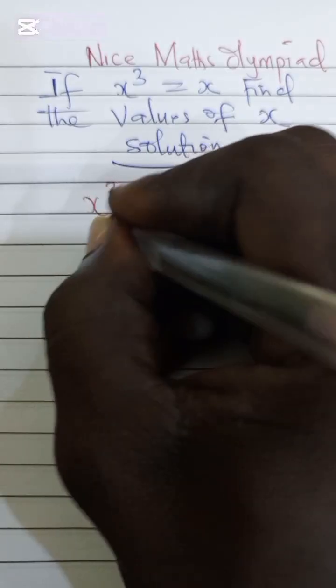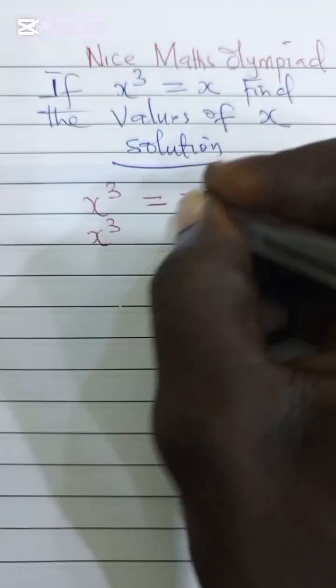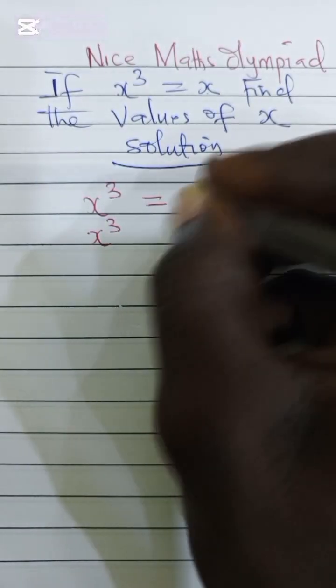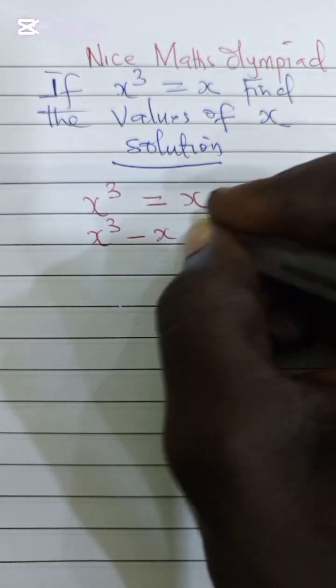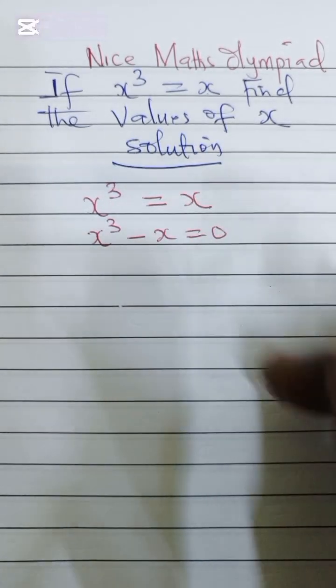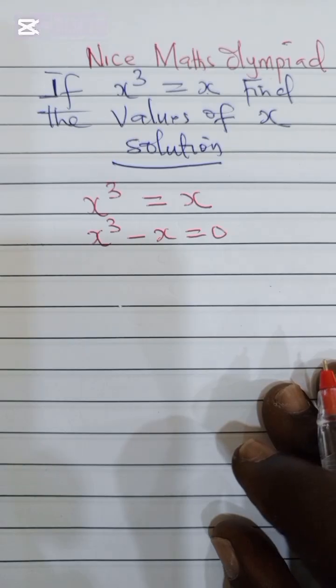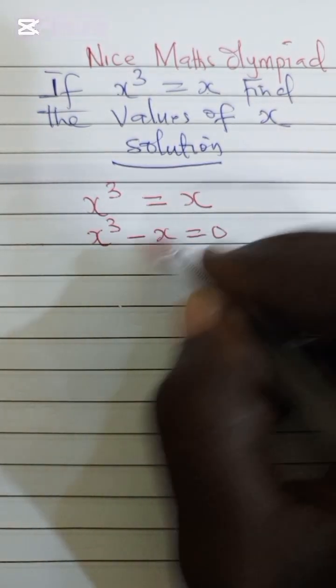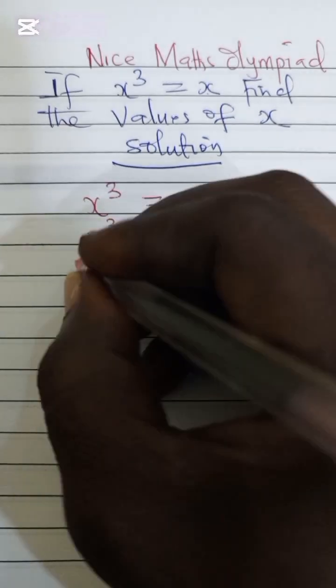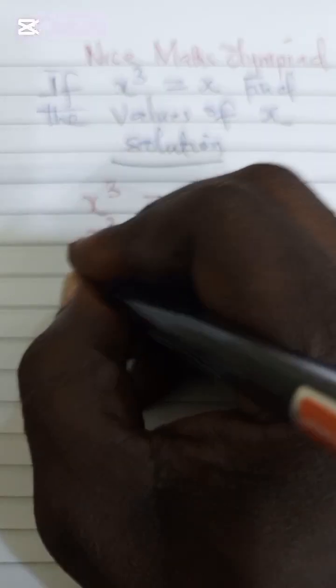Let's rearrange this. We have x cubed, plus x, so we subtract x from both sides. This will be x cubed minus x equals 0, because x minus x will be 0. Very important. Observe here that we can perform common factorization because x is common. So let's factor out x.